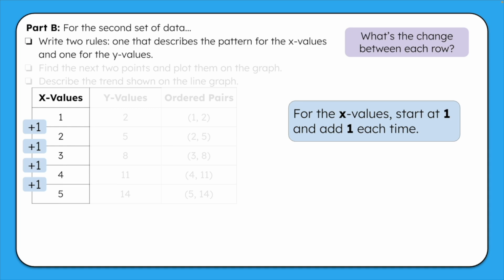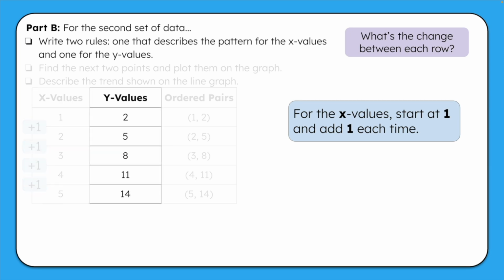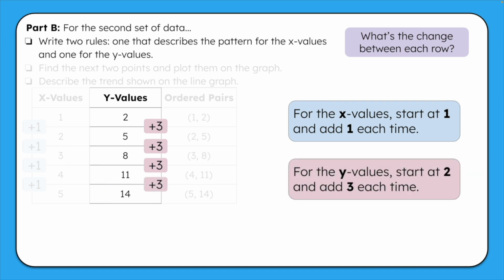Now, to determine the rule for our y values, what's the change between 2 and 5? We're going up, so it's addition. 2 plus what is 5? 3. Is the next row also using plus 3? 5 plus 3 is 8, and this is true for all rows. So, for the y values, we start at 2 and add 3 each time.